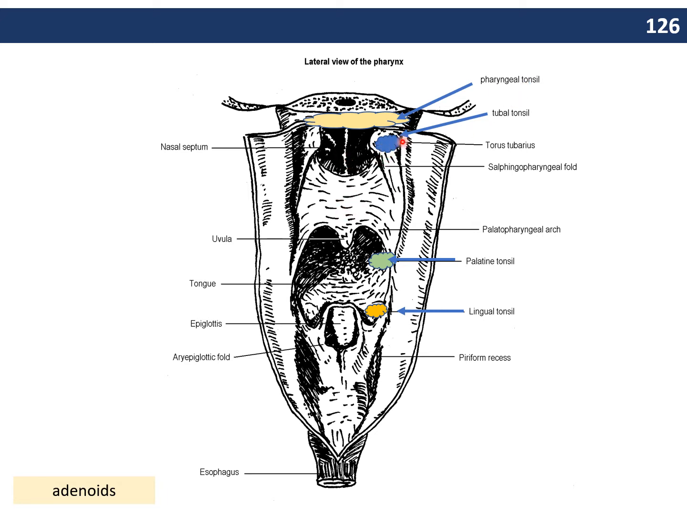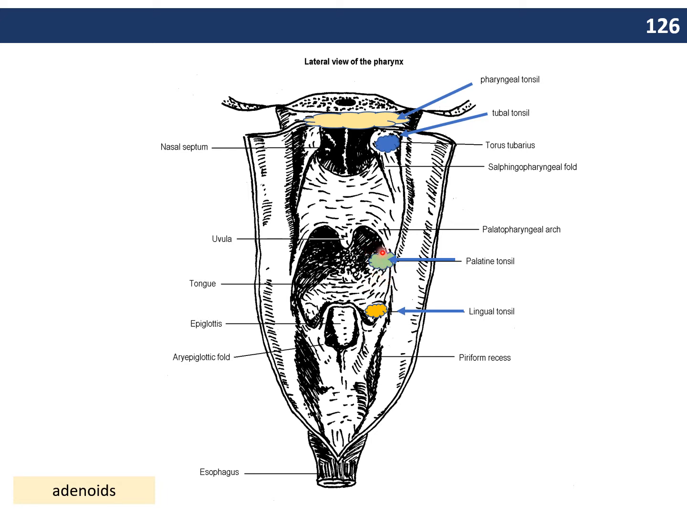All right, so we have the tubal tonsil, the pharyngeal tonsil on the pharyngeal tubercle, and then as we continue inferiorly, we have the palatine tonsil, and so this is the soft palate and hard palate here, separating the nasal cavity from the oral cavity. The palatine tonsil sits between a palatoglossal fold and a palatopharyngeus fold. We'll talk some more about those.